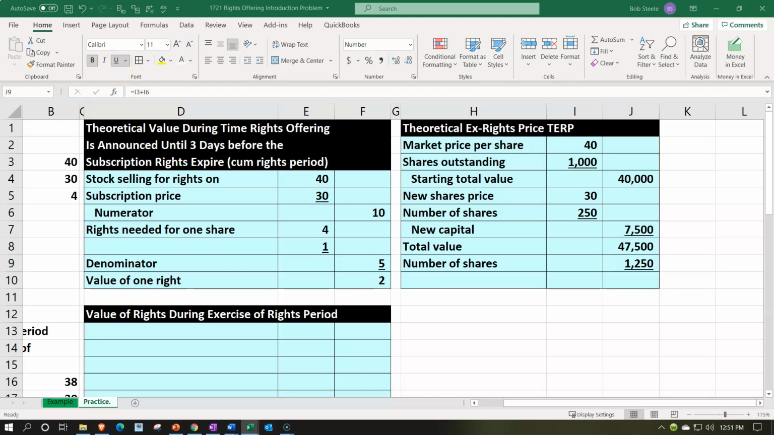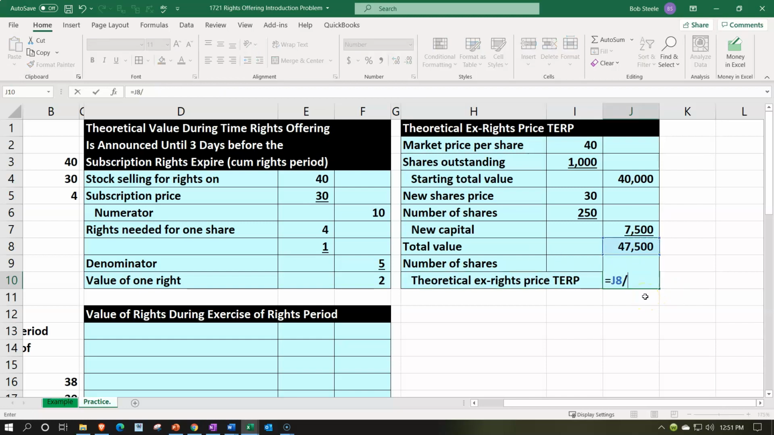So the theoretical ex-rights price is going to be 47.5 divided by the number of shares, which is $38. That's going to be even 38, I believe. So that's going to be less than, of course, the 40, because what happened is we issued new shares, but we didn't get the market rate for them. We got something less than the market rate. We issued them at a discount. That was the point, to give the current shareholders the ability to purchase at that price. And of course, that means that we issued them below the market value.